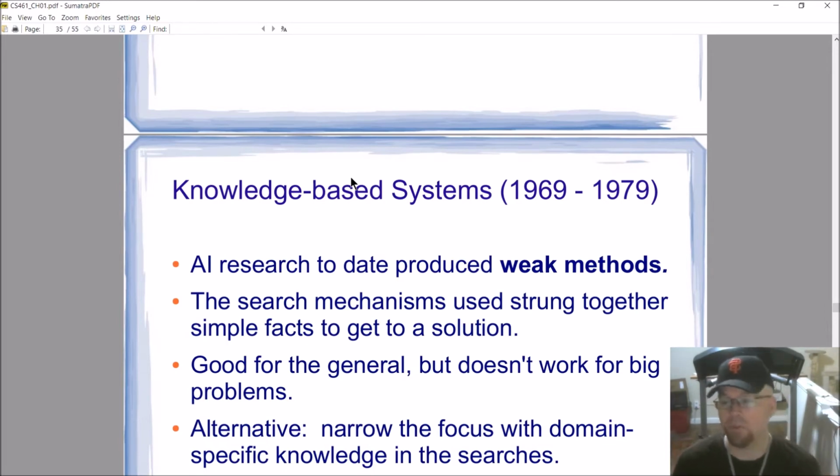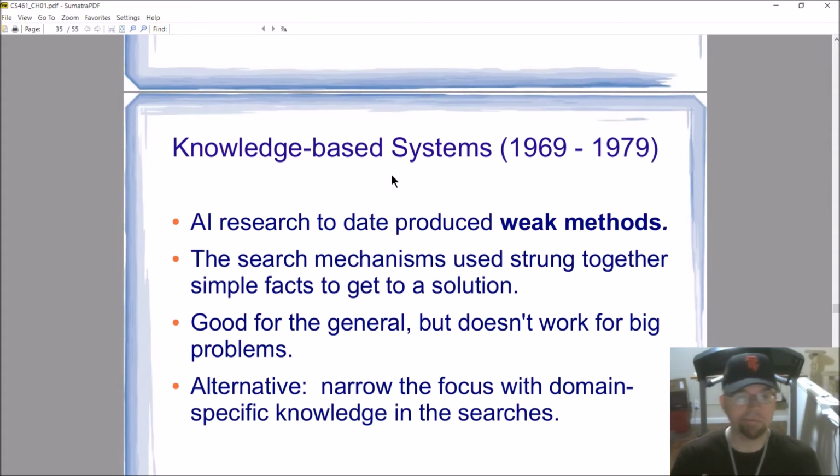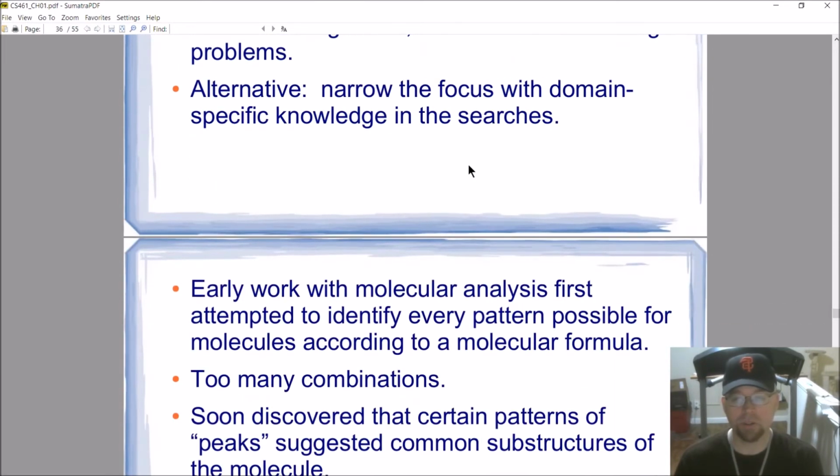For small problems, you can make that work. Another example would be navigating a maze: turn left, turn right, go straight, turn left, go right, turn right, go straight, back up, whatever. It's not a whole lot of complexity there. But for bigger problems, it's a bit tougher. So some of the advances they had in this era were that they wanted to narrow the focus. We want to have domain-specific knowledge in our searches for solutions.